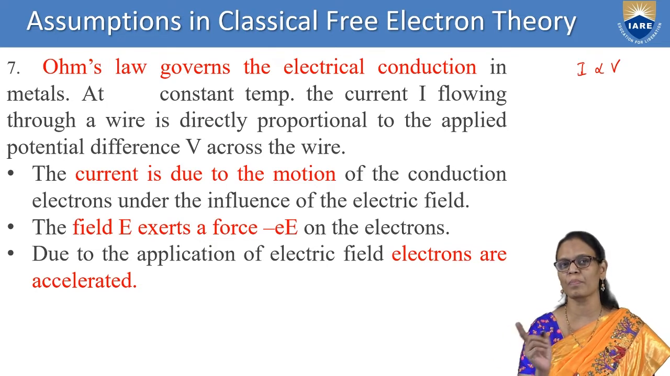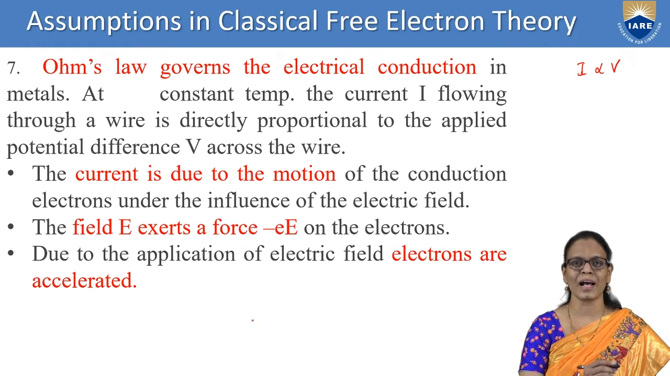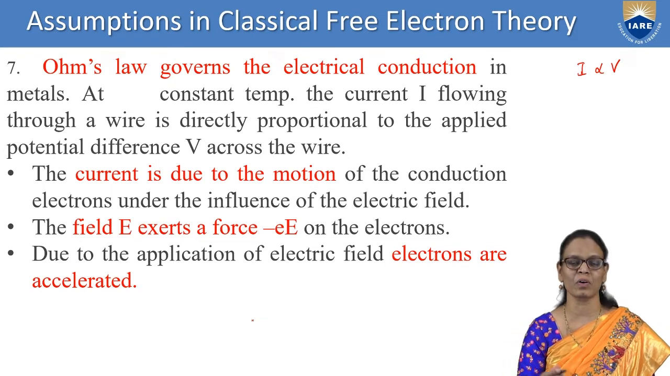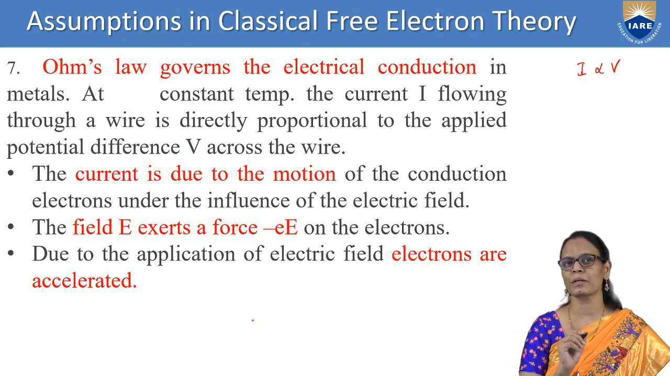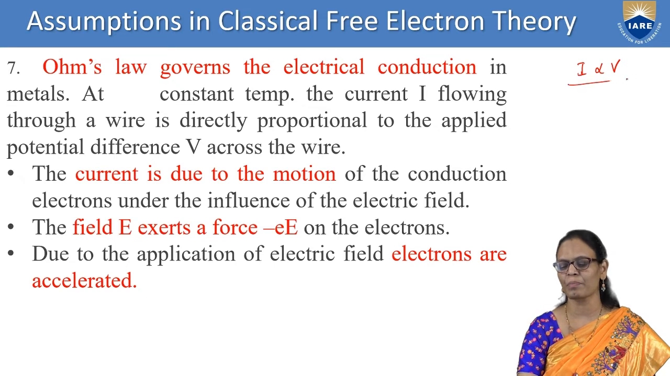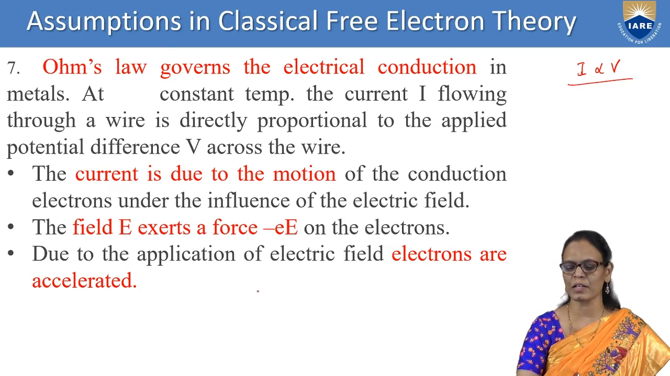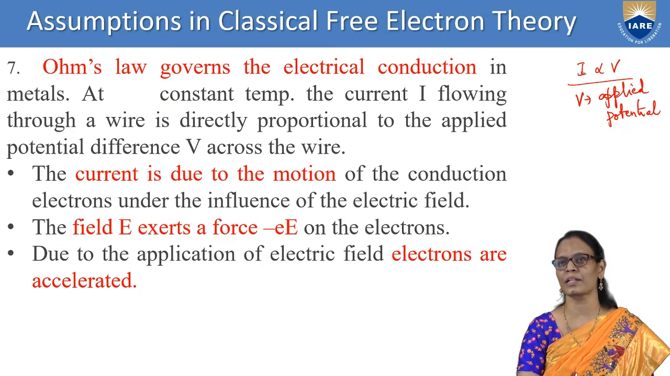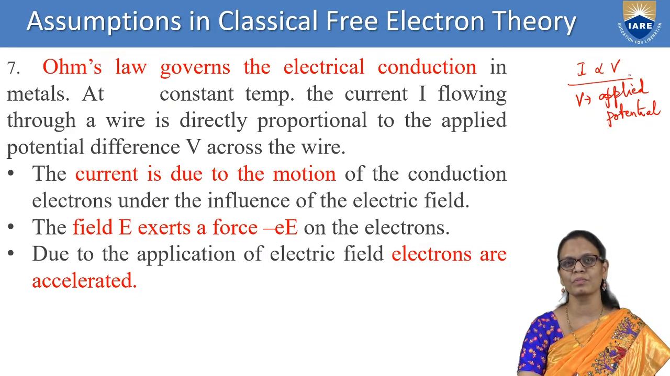If there is a difference in potential applied between the two ends of the wire, and as long as the physical states, that is the length and the area of cross section, all remain constant, and we are doing it at a particular temperature, I should be proportional to V. V here is the applied potential. Because of the applied field or the variation in potential, you have the movement of electrons, and this movement of electrons produces current. So I is proportional to V.